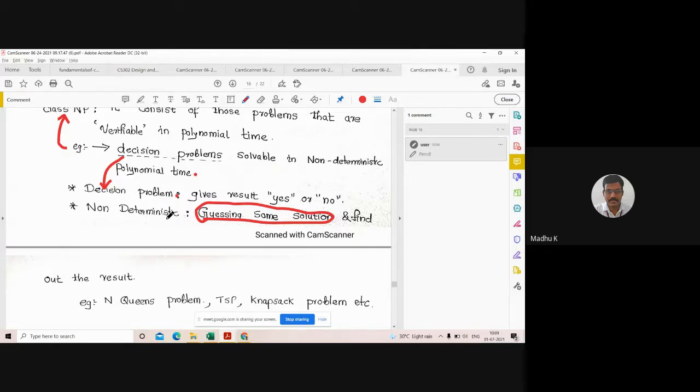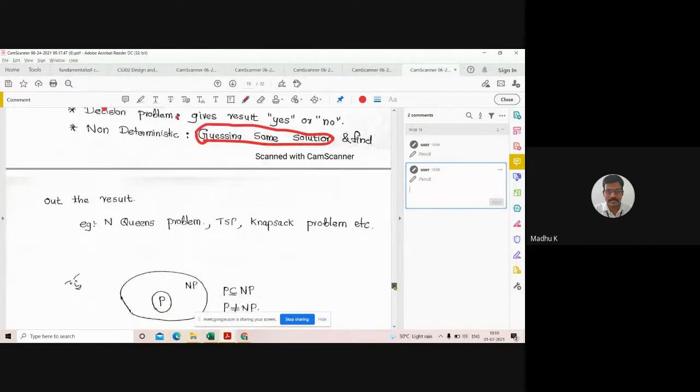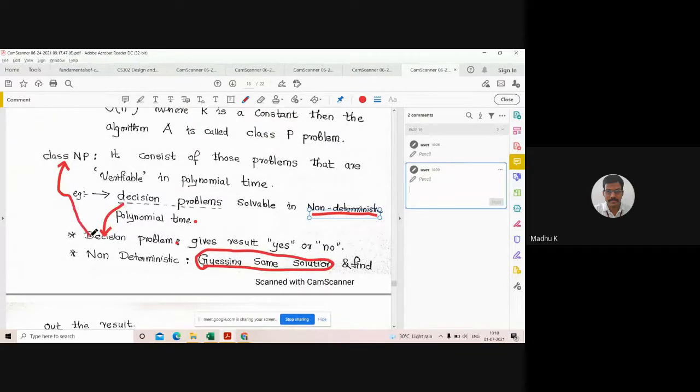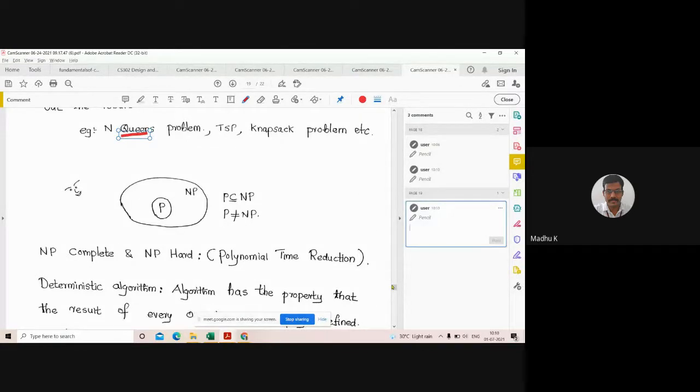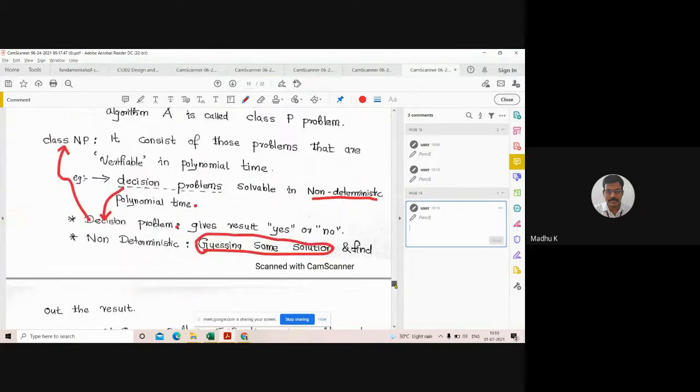So what does non-deterministic mean? At a state, we will guess some solution and find out the result. There are two terms involved in it: decision problems solvable in non-deterministic polynomial time. What is non-deterministic polynomial? Non-deterministic means guessing. Then what does polynomial time mean? It can be solved in polynomial time. So this type of problem belongs to the class NP. Decision problems solvable in non-deterministic polynomial time belong to the class NP. Examples are the N-Queens problem, TSP, knapsack, chain matrix multiplication, etc.